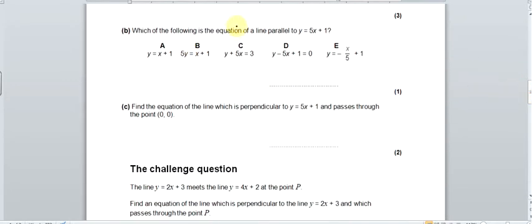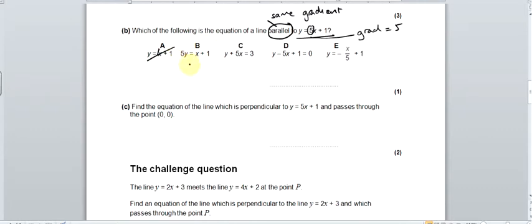Now, which of the following is an equation of a line parallel? So remember what parallel means? Parallel means same gradient. And this line here, the gradient is the 5, not the 5x, the 5. Gradient is 5. So I'm just going to look through here to see which one has got a gradient of 5. Y equals, not that one because y equals 1x plus 1, so that's got a gradient of 1.